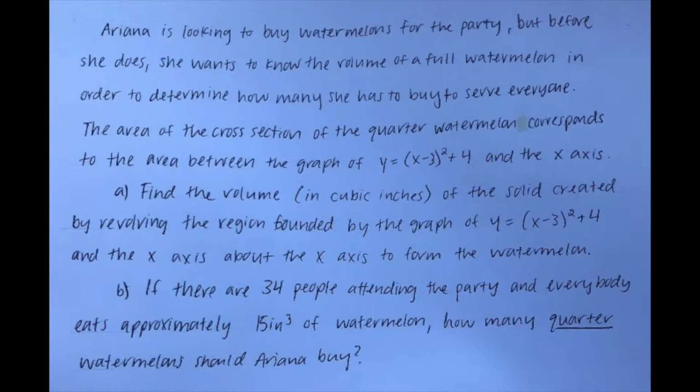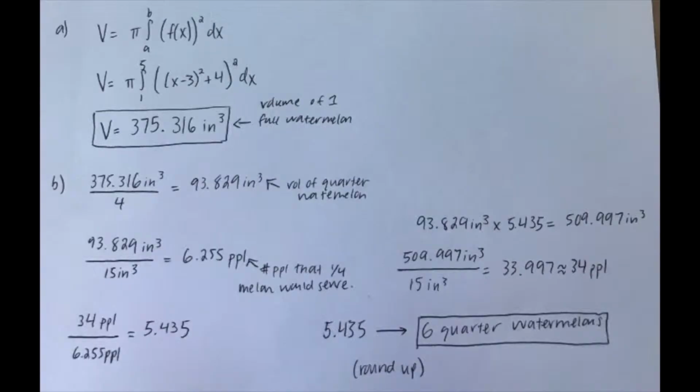Find the volume in cubic inches of the solid created by revolving the region bounded by the graph of y equals (x minus 3) squared plus 4 and the x-axis about the x-axis to form the watermelon. If there are 34 people attending the party and everybody eats approximately 15 cubic inches of watermelon, how many quarter watermelons should Ariana buy?